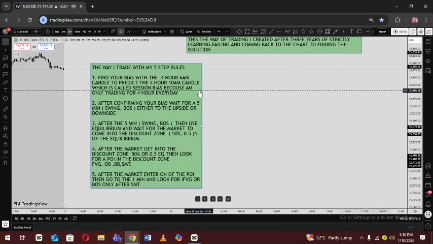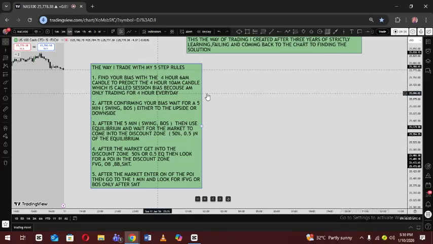After the market gets into the discount zone, which is the 50% or 0.5, I look for a POI. The POIs I use are an LVG, order block, breaker block, or I just look for an SMT in my discount zone. After the market enters the POI, I execute my trade on the 1 minute time frame. I use an inversion fair value gap to execute once the market has hit one of the POIs. And the only time I use break of structure is after I see an SMT, and then I use break of structure immediately. Understand?